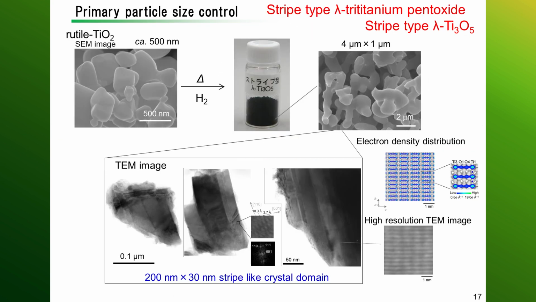We used this fabrication process to prepare particles with certain larger sizes and, in this case, obtained a 200 nanometer by 30 nanometers stripe-like crystal. We then identified this size as the maximum particle size we can obtain with this crystal structure. We also found that this is a new material and that it comes in many different forms and morphologies.